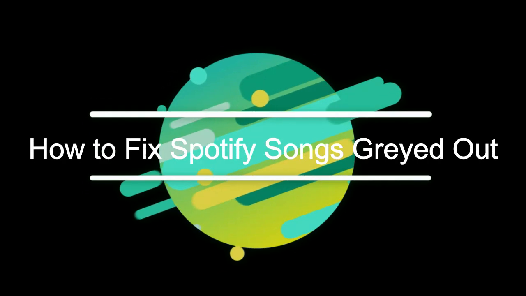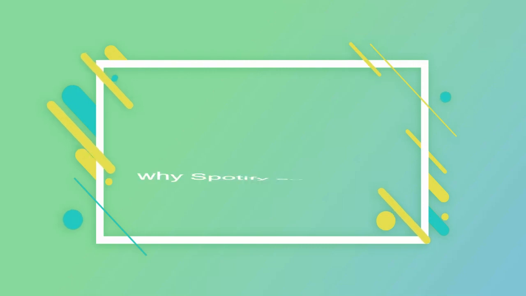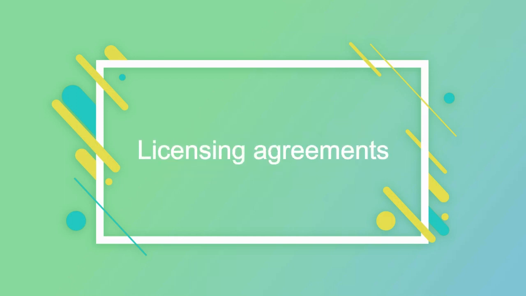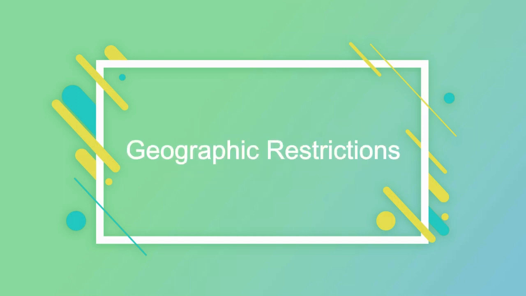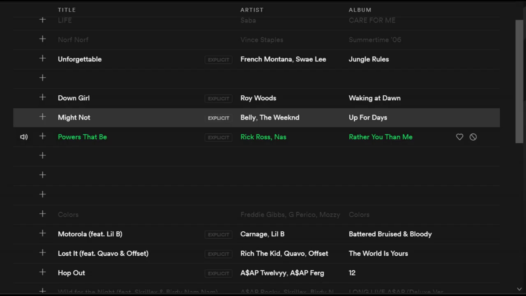Today, I'll tell you what to do when Spotify songs are grayed out. Before we get into what's going on, I want you to figure out why Spotify songs are grayed out or unplayable. This issue might be the copyright and licensing agreements, geographic restrictions, unstable network, active offline mode, blocked content, or overloaded caches. Now, it is time to learn the fixes for this problem.